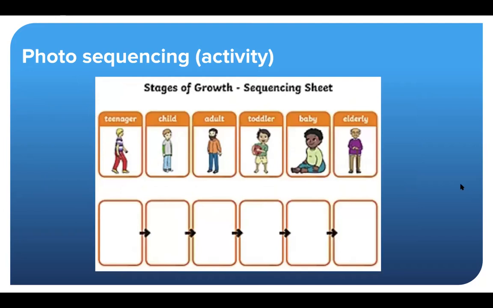Okay, here's another photo sequencing activity, and this one is again a cut and paste or a drawing activity also. You could choose either. And it's about stages of growth. So you can see the different stages of growth here, but they're not in the correct order. So students have to use their thinking skills, look at the images, look at the words, and find the correct order. Again, great in class and also great for distance learning.